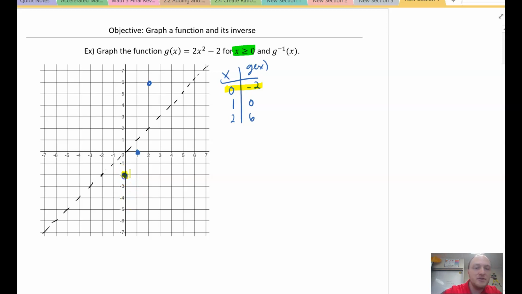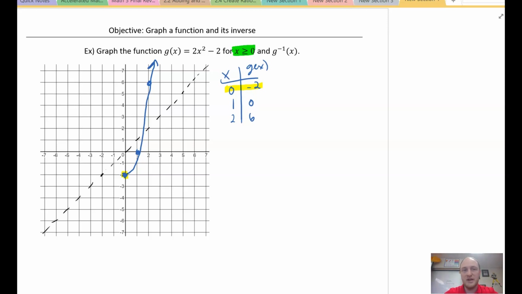Okay, 0, negative 2. So right here, here's our starting point. I'm going to graph this, and it looks like this. Note I don't have an arrow down here. There's no arrow because that's your starting point. You don't want any function values going that direction. If you do, your inverse is not going to be a function.